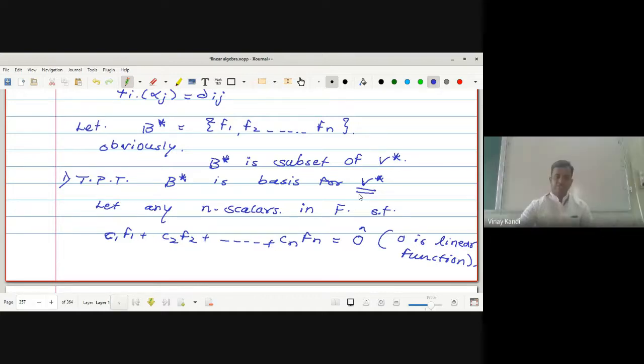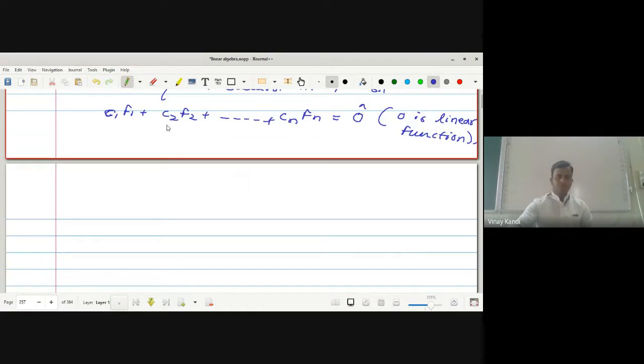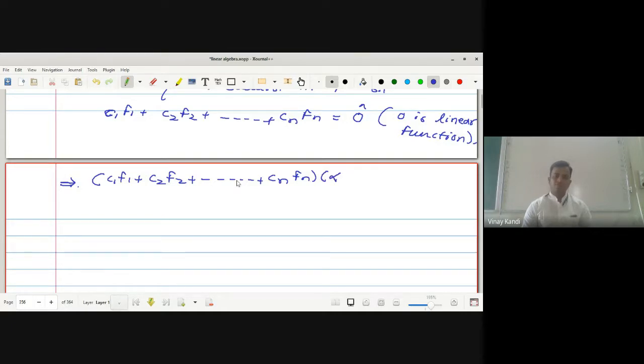No, sir. Okay, C1 F1. If we prove C1 is equal to 0, C2 is equal to 0, up to so on, all the Ci's are equal to 0, then F1, F2, up to Fn, this set is linearly independent. Now apply this linear functional on alpha. So this implies, in the bracket C1 F1 plus C2 F2 plus up to so on Cn Fn, the addition of linear functionals is again a linear functional. This functional applied on alpha is the zero functional of alpha, for all alpha belongs to capital V.